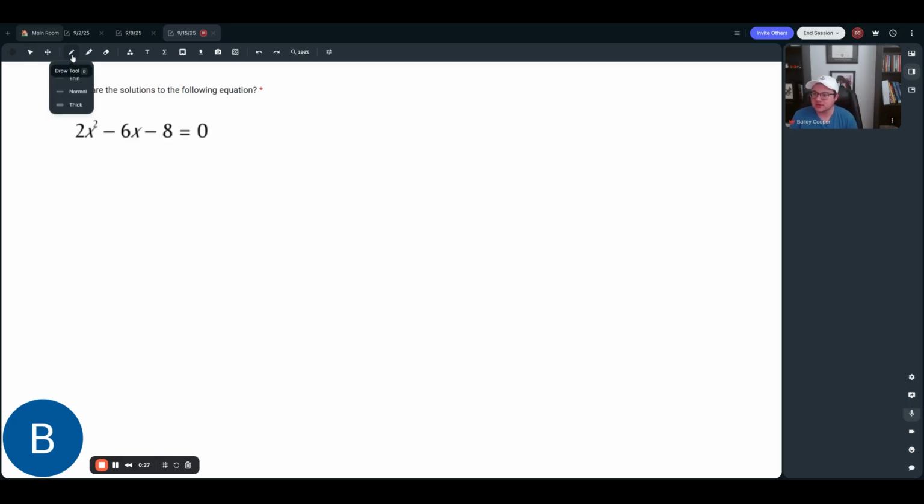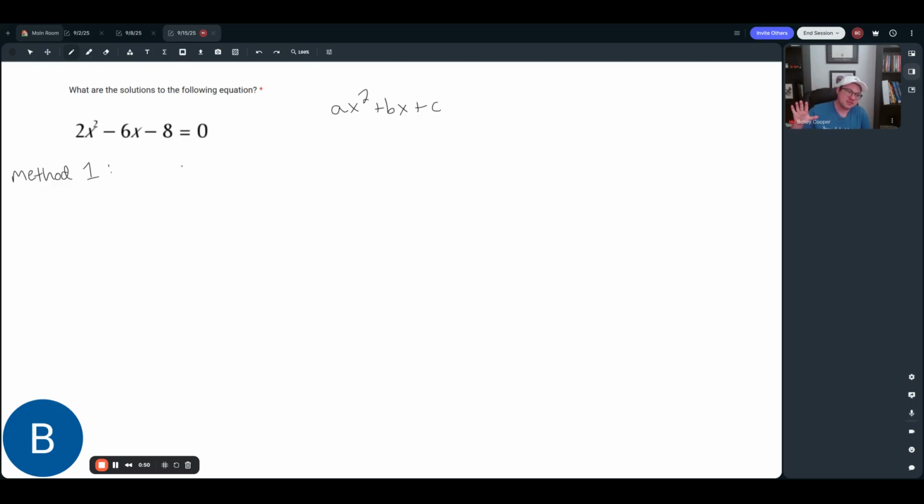So we'll start with the long way, which is method one. A lot of the times you're going to have to do this the long way, so it's good to know this. So this is in the form ax squared plus bx plus c.